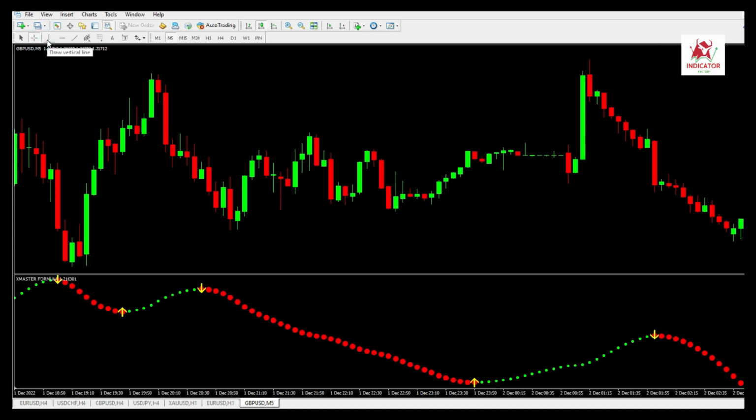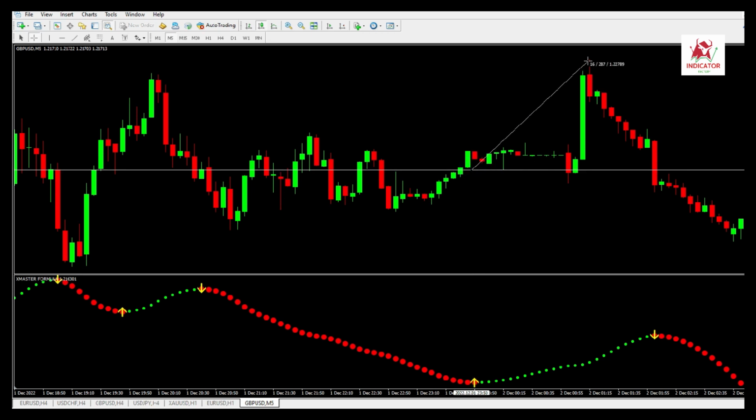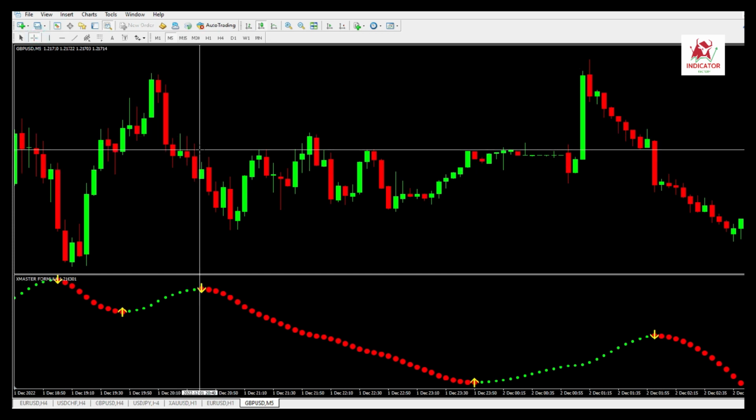Then look for instances where price has made a sharp move in one direction followed by a period of consolidation. These are potential reversal points and should be monitored closely for a possible entry signal from the Xmaster formula Forex indicator. How does the Xmaster formula Forex indicator work?